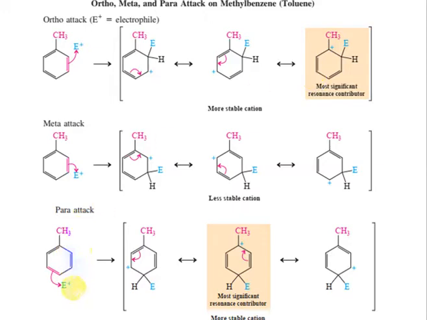Now let's consider the para attack. In case of para attack, we have a positive charge, another positive charge and a positive charge. Again, the most significant contributor is this one. Here again we have a tertiary carbocation which is being stabilized by methyl. So methyl is stabilizing this tertiary carbocation by means of inductive effect as well as resonance effect. You can see that the carbocations formed by ortho attack and para attack are highly stable. Since the carbocations are highly stable, they are formed to a larger extent.